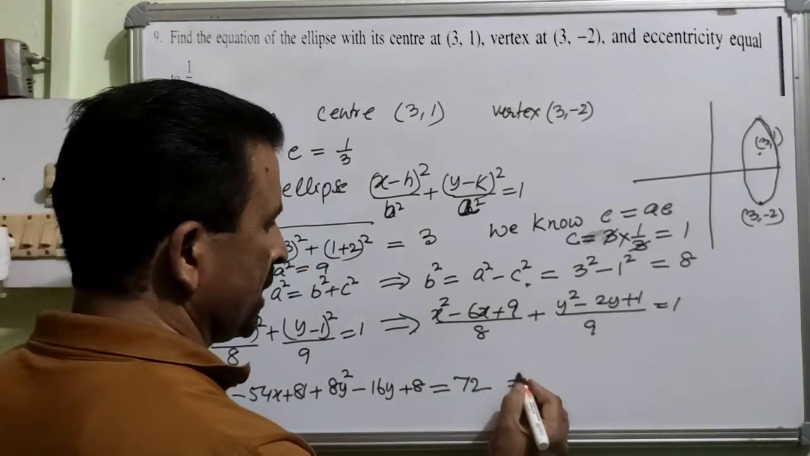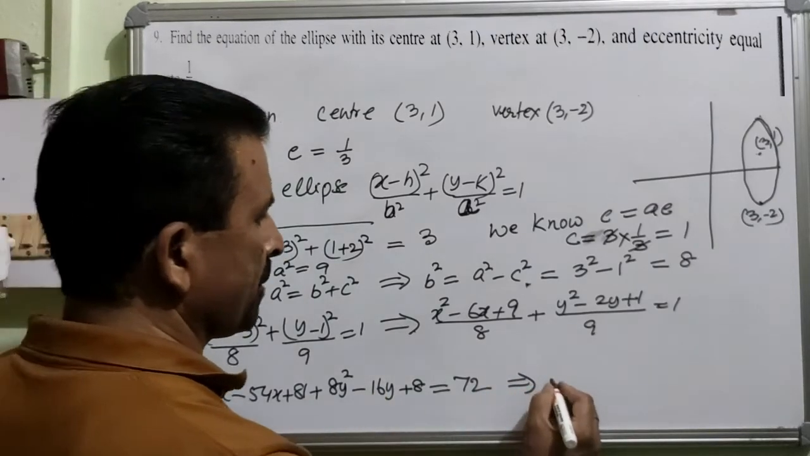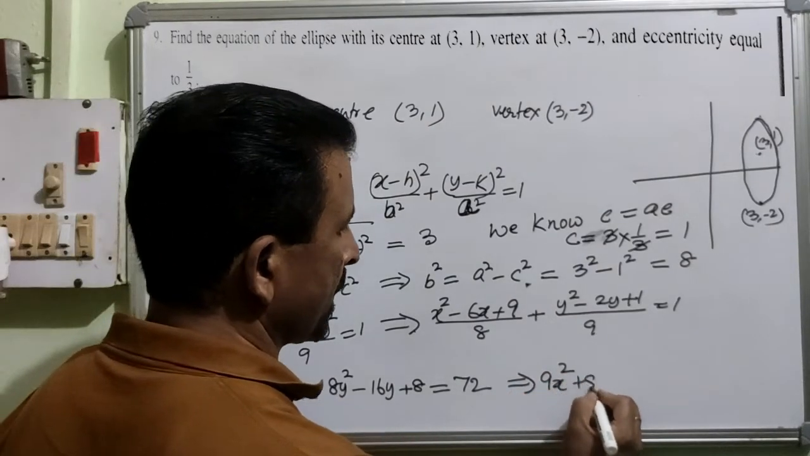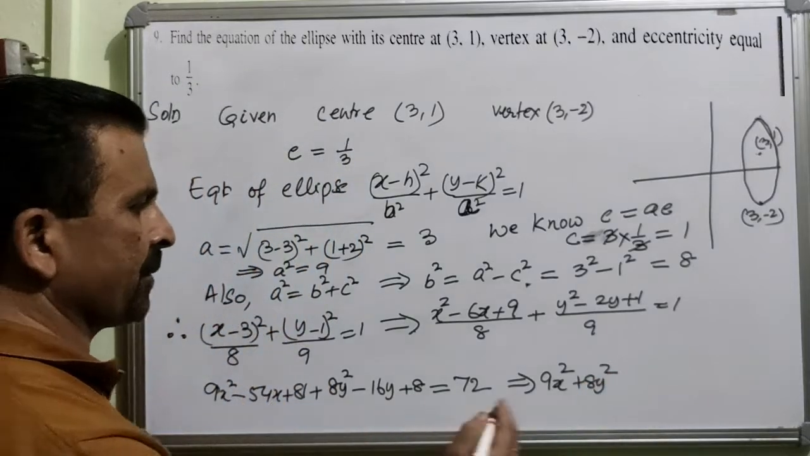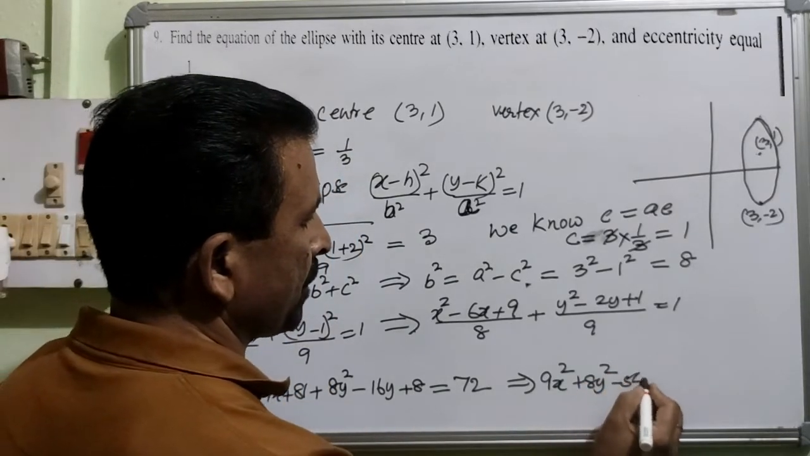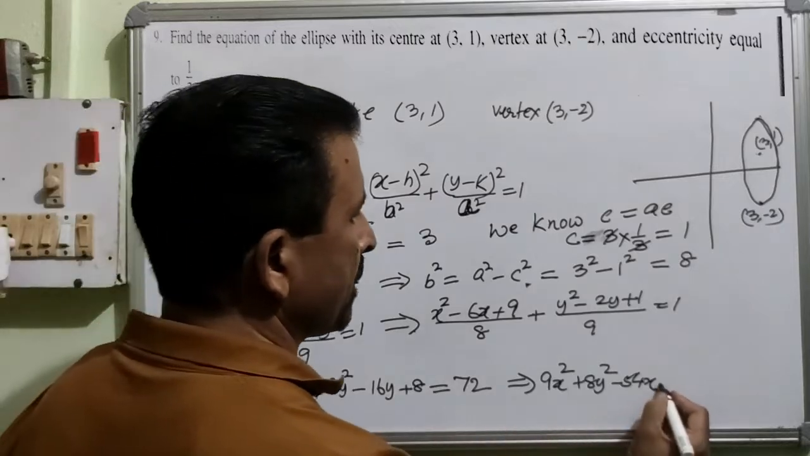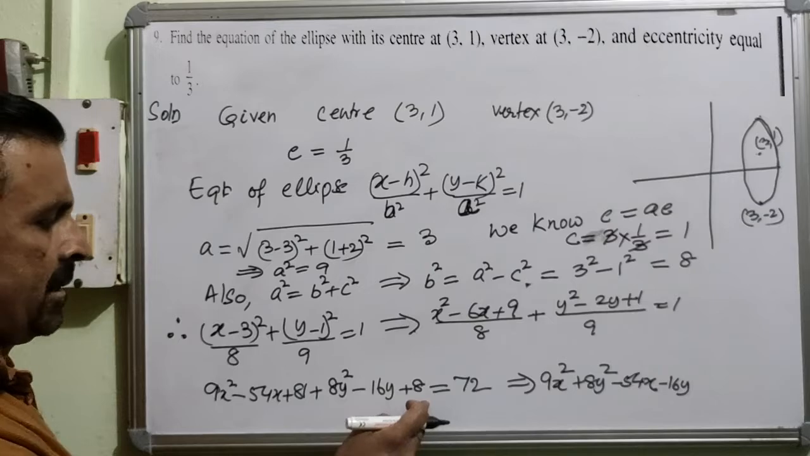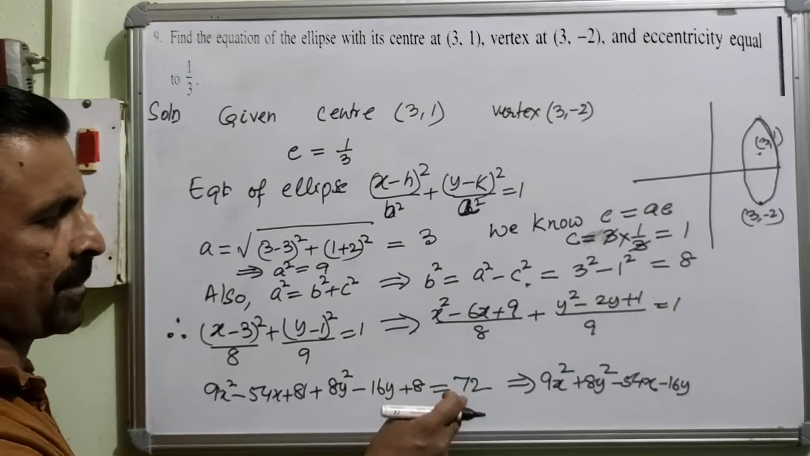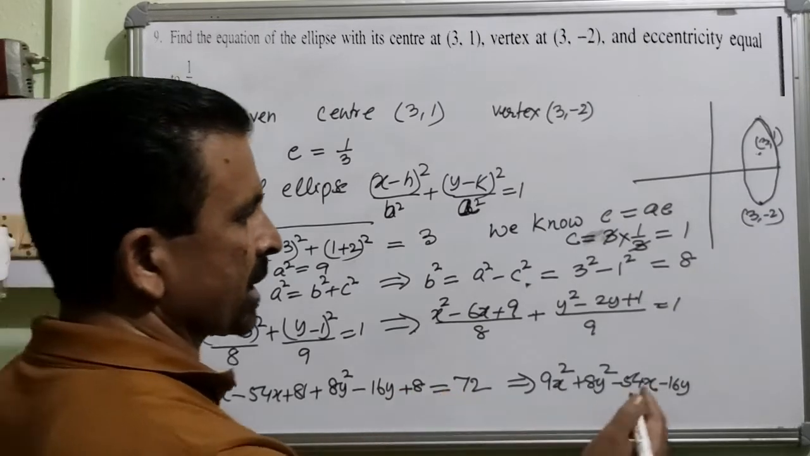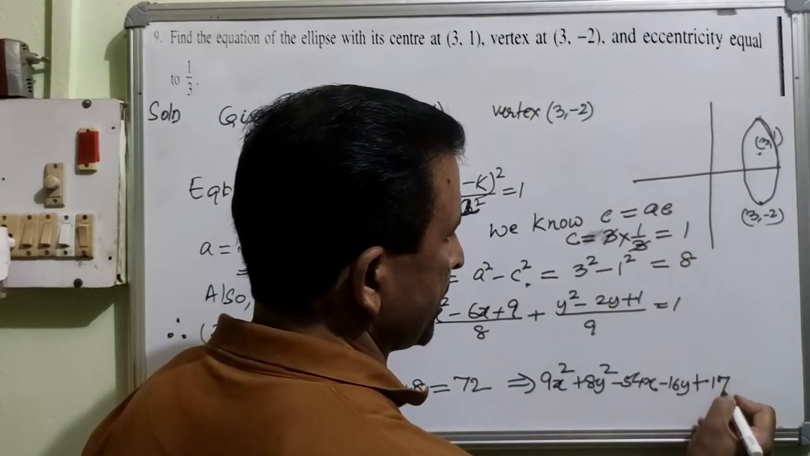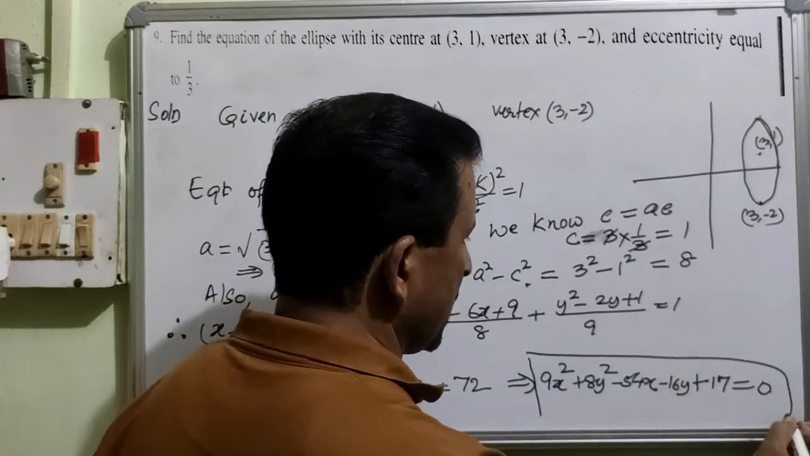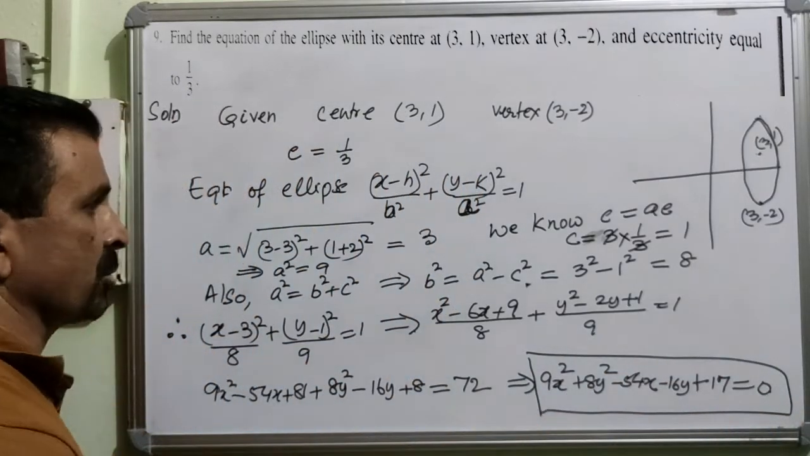So the final answer will be 9x square, then 8y square, minus 54x, minus 16y, and then this 81 plus 8, 89. From 89 we will subtract this 72. It will come 17. This will come 17 is equal to 0. This is the equation of your ellipse. Hope I made this question very clear.